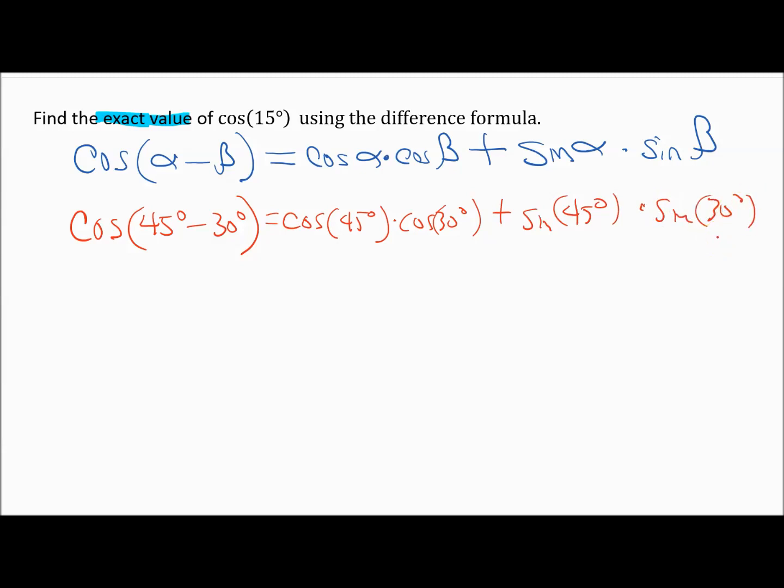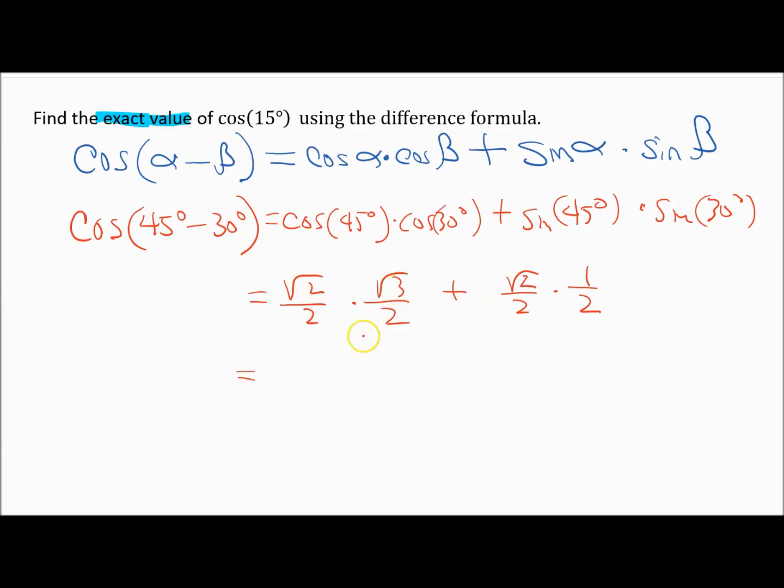Now what? Well, we know these values on the unit circle. The cosine of 45 is the square root of 2 over 2. The cosine of 30, remember cosine is an x value, so the cosine of 30 is, remember, square root of 3 over 2. Plus the sine of 45 is also the square root of 2 over 2, and the sine of 30 is 1/2. So I simplify this.